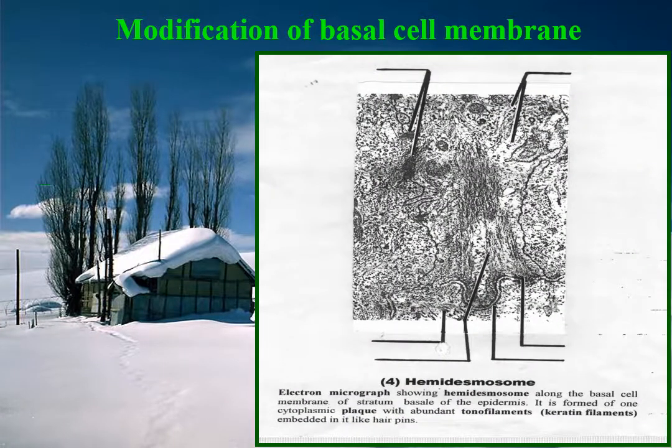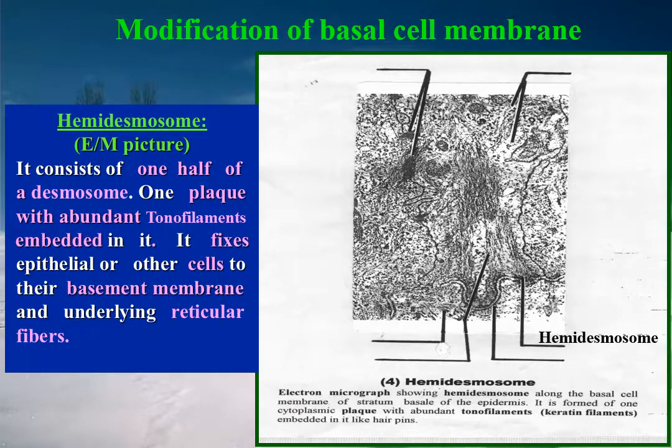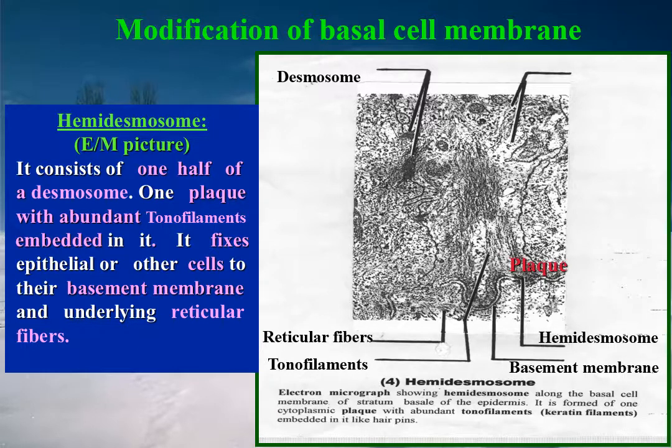Modification of the basal cell membrane. Hemidesmosome consists of one half of a desmosome formed of one cytoplasmic plaque with abundant tonofilaments or keratin filaments embedded in it. Hemidesmosome fixes cells to their basement membrane and to the underlying reticular fibers. Many ribosomes are also seen in the photograph.